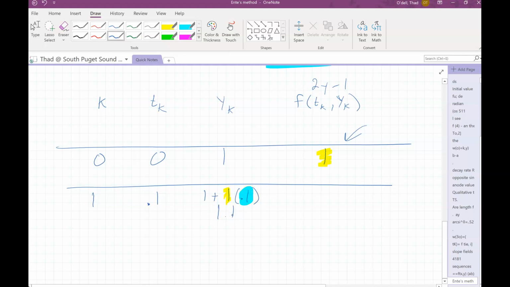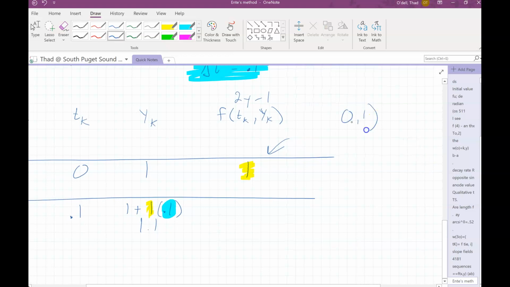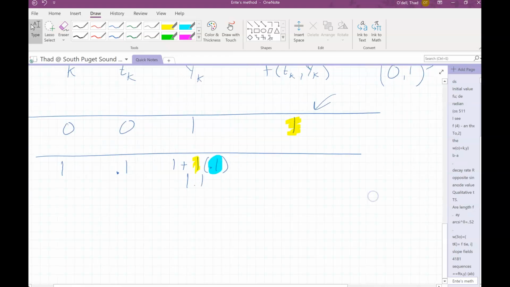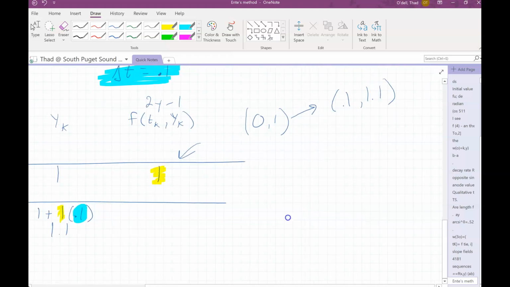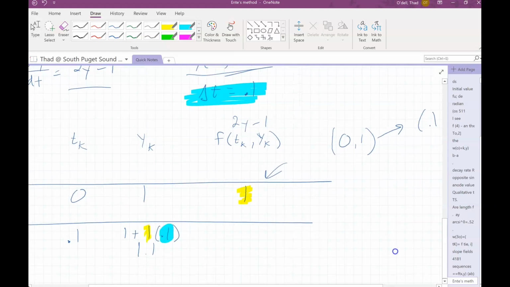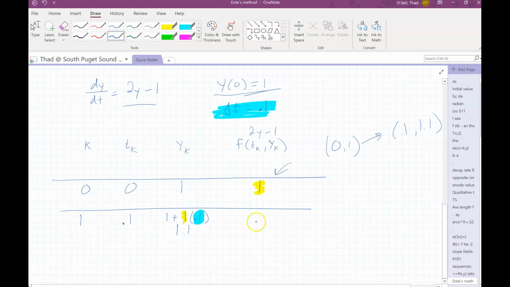So that means my new point, so far I went from (0, 1), I followed a little line segment, or tangent line, and got to (0.1, 1.1). And that's what has happened so far. And so then we're going to calculate the slope at this new point so that we can find the next tangent line. The slope at this new point, I'm going to plug my y value in there, because this is only determined by y value. So I plug a 1.1 in there, and I get 2.2 minus 1, which would be 1.2.